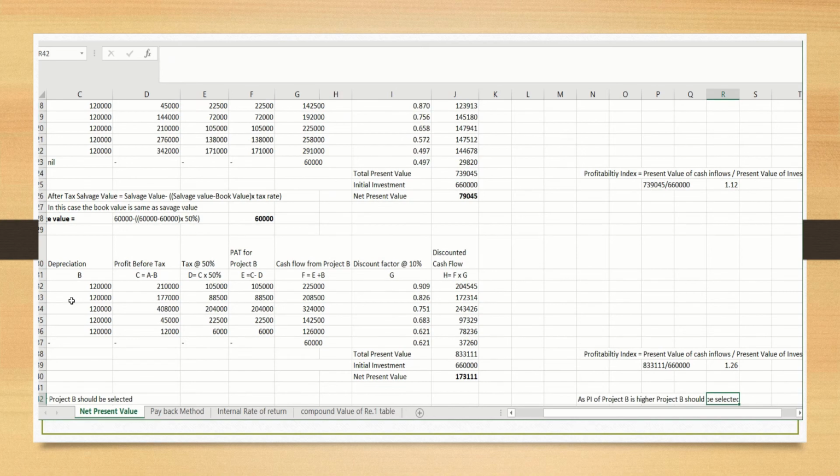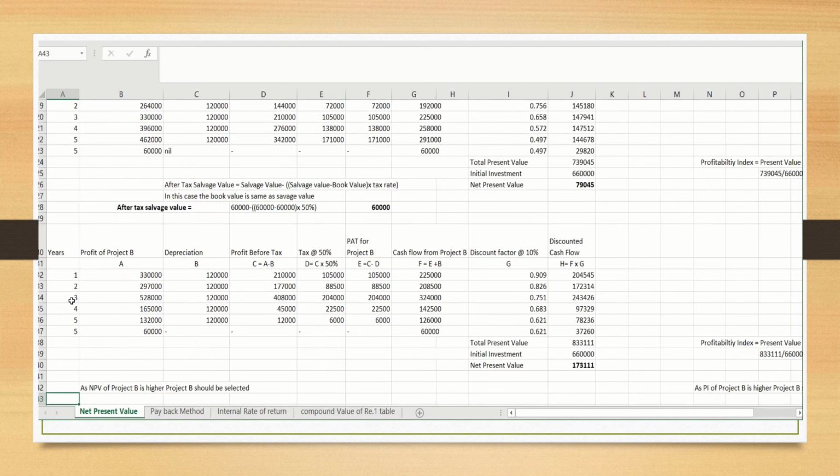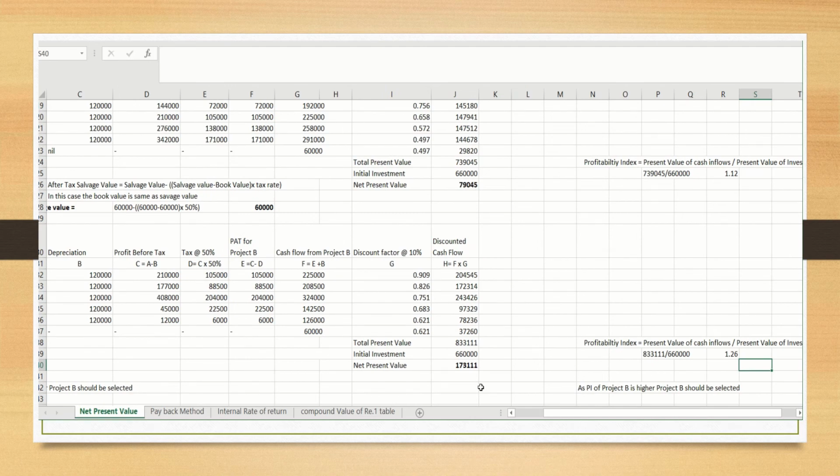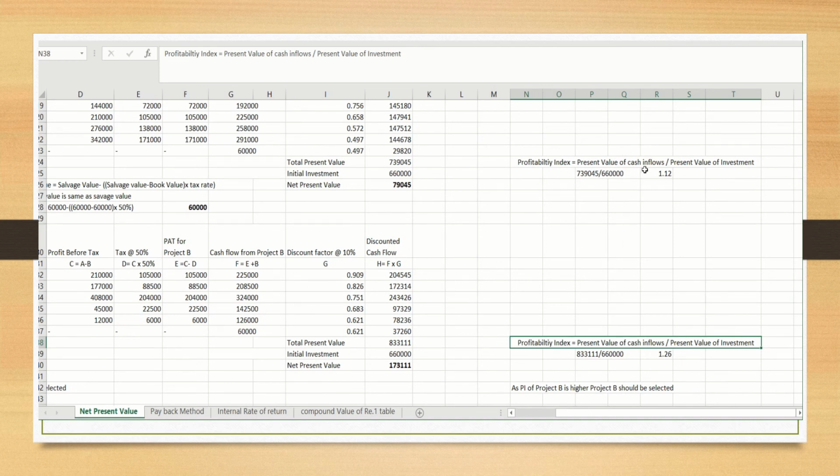Now, decision making. If NPV is considered, we can see that NPV of both the projects is positive, but NPV of project B is higher. So, if NPV is the criteria, we should select project B. If profitability index is the measure, then we can see that project A has a profitability index of 1.12, while project B has a profitability index of 1.26. So if this criterion is taken into account, then also project B will be selected.